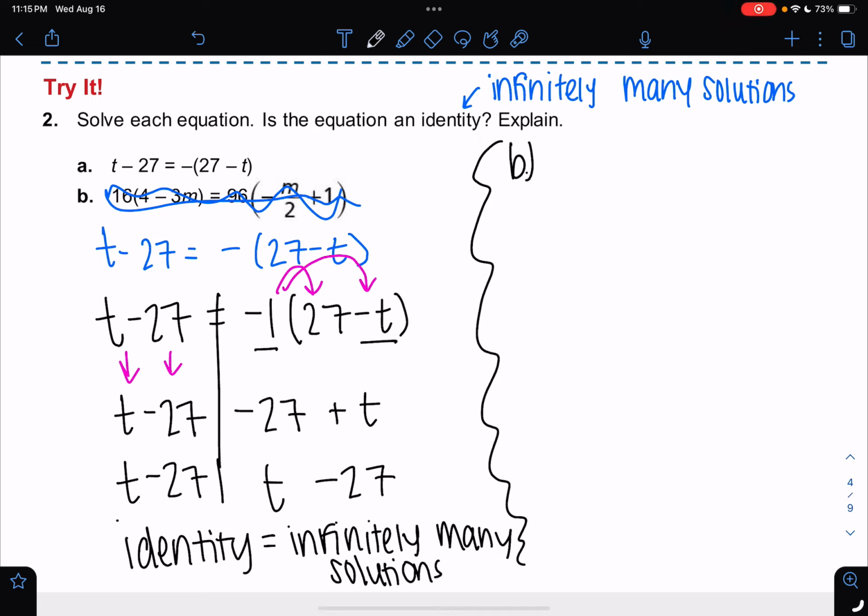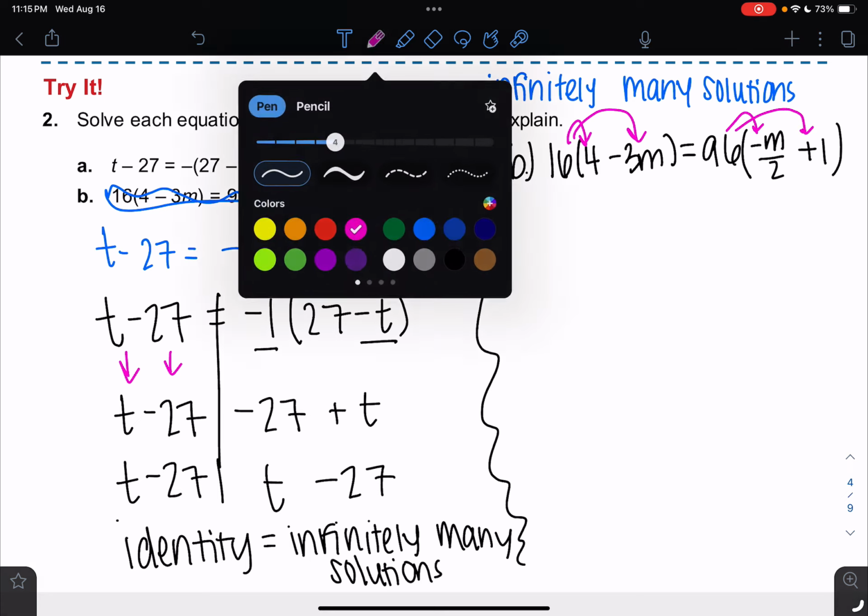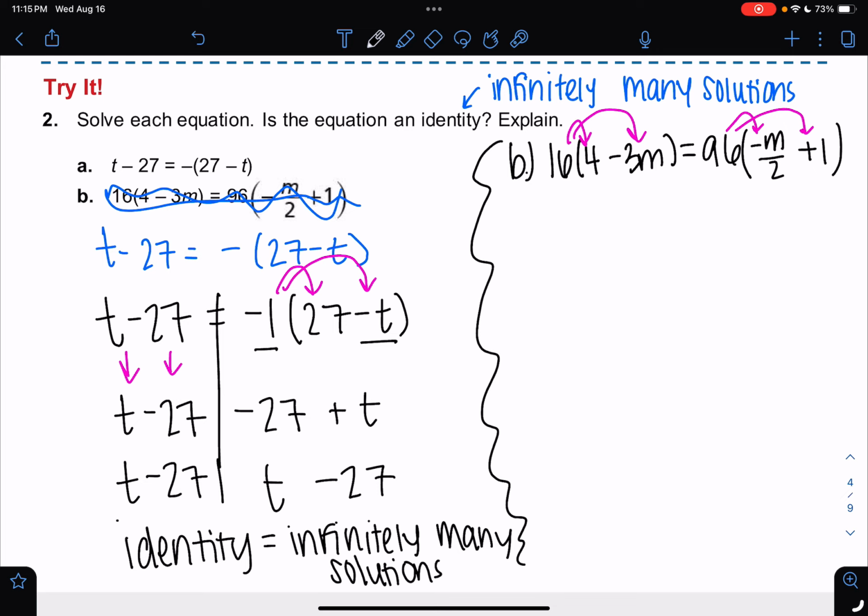So part B, we had 16 times 4 minus 3m equals 96 times -m over 2 plus 1. Okay. So when we're solving this, we're going to go ahead and distribute our 16 on the left and our 96 on the right side. All right, so we're going to have 64 minus 48m equals, and when I'm doing this 96 here, I'm going to go ahead and erase this just so you can see this.